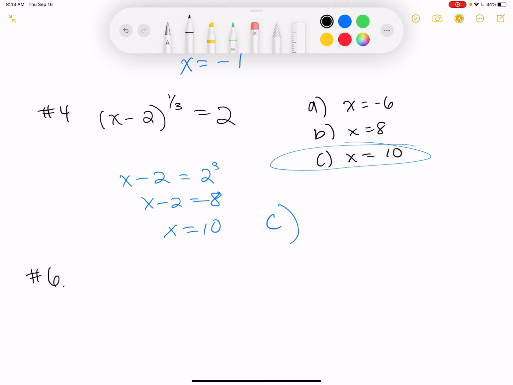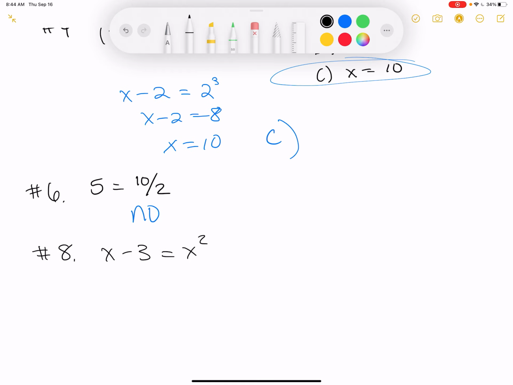So 5 is equal to 10 over 2. Is that a line? No. Nope. That's x minus 3 is equal to x squared. Is that a line? I mean, no. Wait, if you moved everything over. Oh, no, never mind. Squared makes it parabolic.